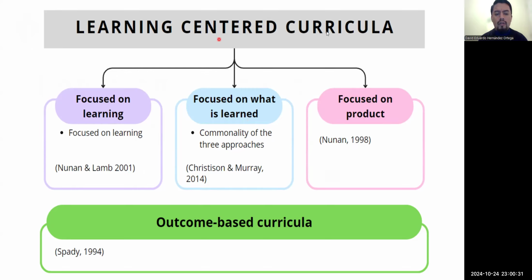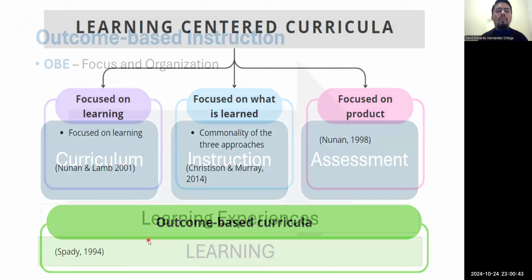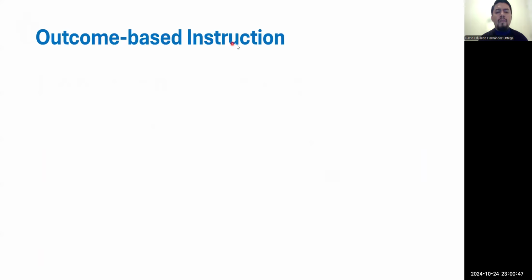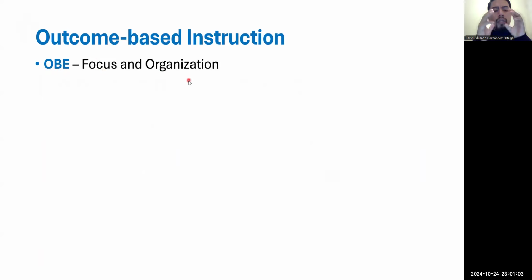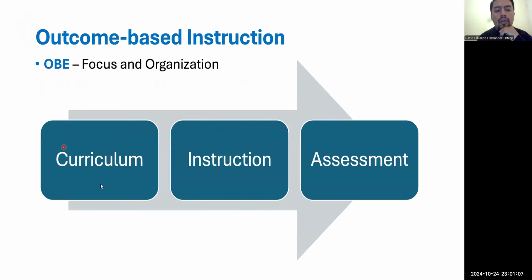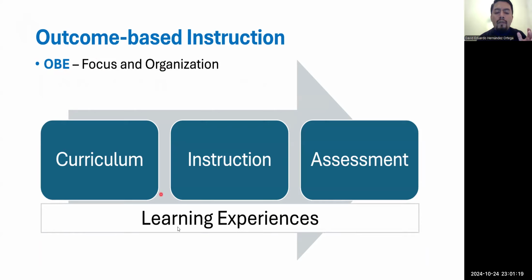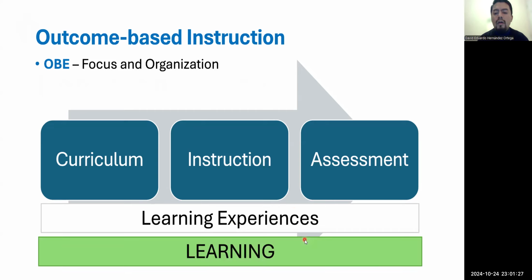And following the line of learning-centered curricula, we will explore the outcome-based curricula, from the proposal of William Spady in 1994. So we need to understand what is outcome-based instruction. This outcome-based instruction may be understood through OBE, outcome-based education. We have a focus and organization of three important elements: the curriculum, the instruction, and the assessment. If we focus and organize these elements, we may be able to create learning experiences, and these learning experiences may allow a student to learn and provoke learning.